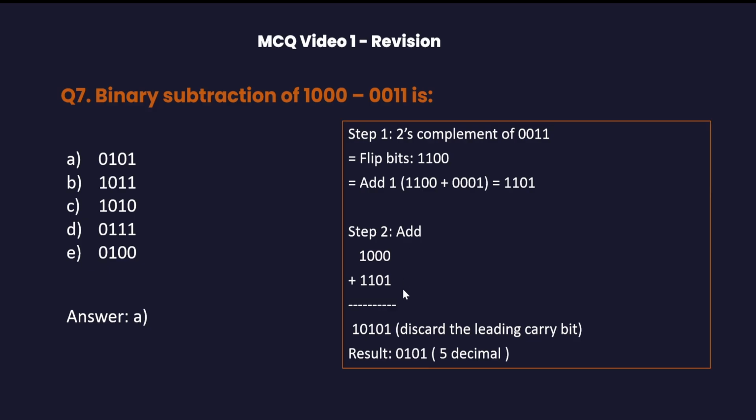So 1000 plus 1101. 1 plus 0 is 1, 0 plus 0 is 0, 1 plus 0 is 1, 1 plus 1 is, you have to write 0 and this is the carry forwarded bit. Remember, we have to discard this leading carry bit in subtraction. So the answer is 0101, which is written 5 in decimal. You can also match the answer by converting both of these numbers into decimal, 1000 and 0011, and then subtracting. The answer should be 5.